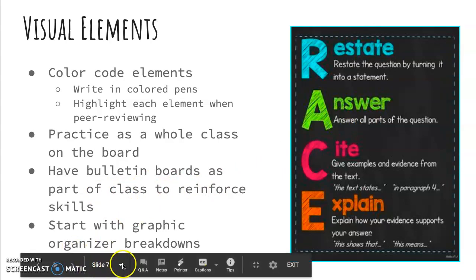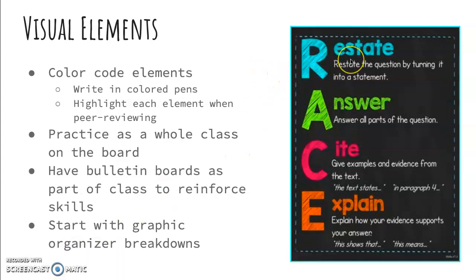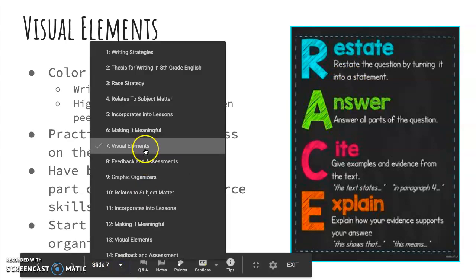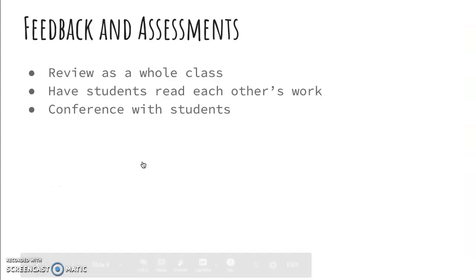You can start the use of graphic organizers even here by just having an R on a piece of paper and then lines next to it. They know that they have to restate, and then the A. So it doesn't even look like sentences, but it breaks it down. You have to continuously review this as a whole class for it to really stick.